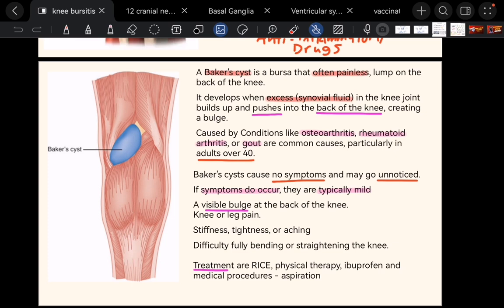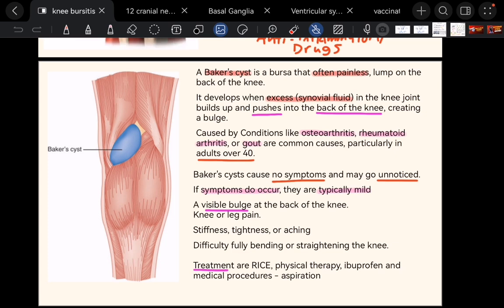Now, for Baker's cyst, right, symptoms may go unnoticed. Why? It's actually because it's just an inflammation of synovial fluid, so an excessive buildup of it. Now, when those symptoms occur, they're typically mild, so you usually feel a dull ache sometimes, some stiffness, some tightness, or just aching at the back of the knee, sometimes a bit of difficulty bending or straightening the knee, but overall, it's really just mild symptoms.